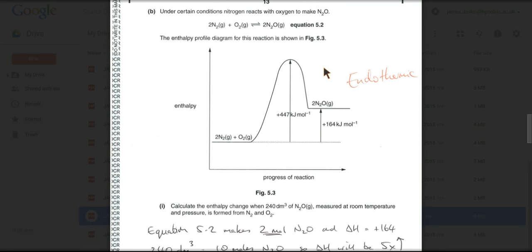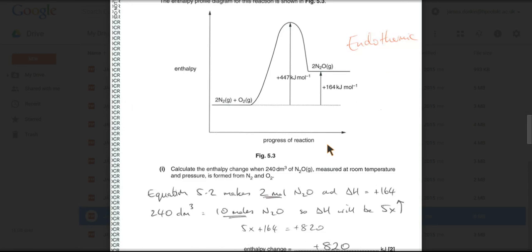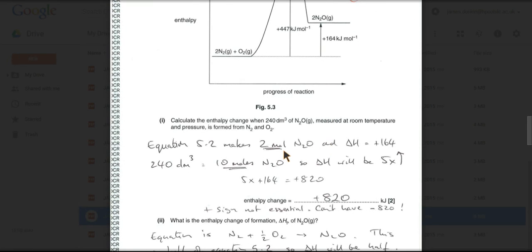So the first thing I would be thinking is, well, this equation here is the formation of N2O, but it's the formation of 2 N2Os. And the enthalpy change for that is plus 164. So that's the first part. You can see I've written that there. And then the volume, what's that to do with? Well, from the volume you can work out the number of moles of N2O. That's 10 moles of gas. Remember, 1 mole of any gas is 24 dm cubed. So to make 240 dm cubed, that's 5 times what's in the diagram. And so it's going to be plus 820.